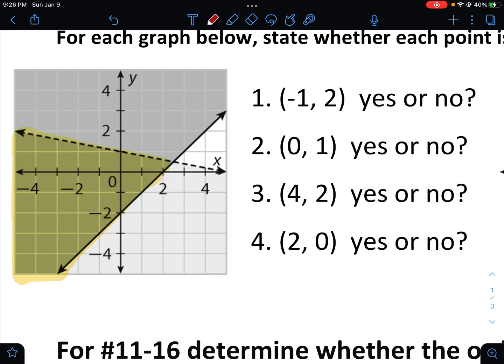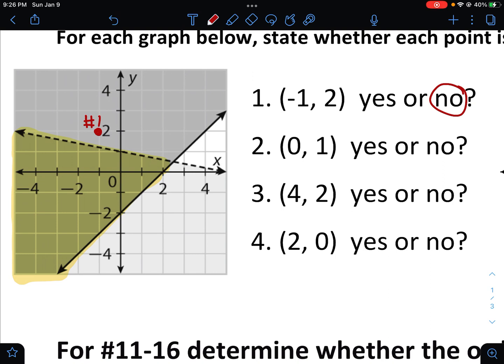So I'm going to plot -1, 2. I go over -1 on the x-axis and go up 2. This is number 1. It is not in our yellow shaded area, so no, this is not a solution.